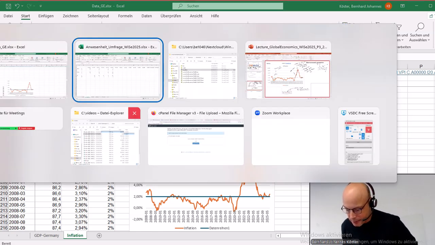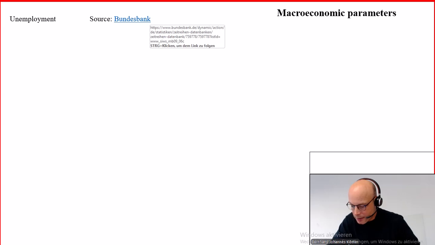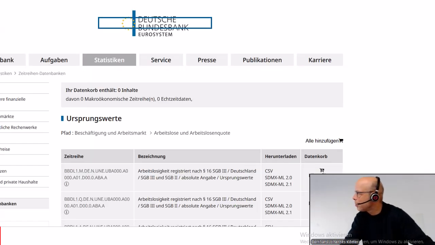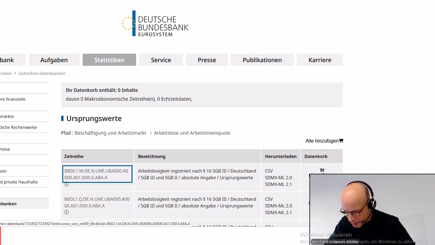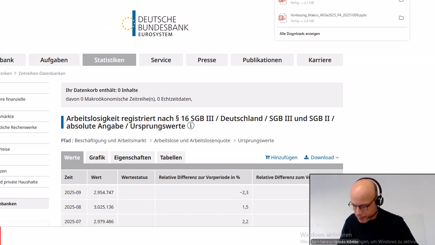Okay, then next one. This was inflation. Then let's take unemployment. Well, I had here just the links. So actually, almost always go to the central bank of your country. They very often provide good quality data. So this, I think, will again be the yearly basis. No, this is already the monthly basis. Okay, then let's download this.